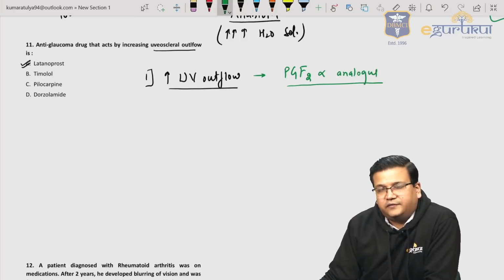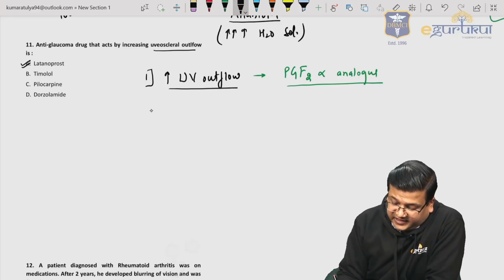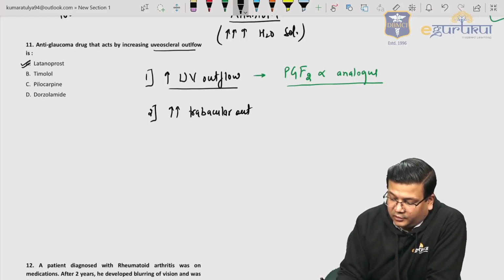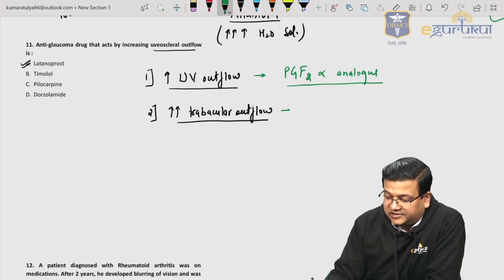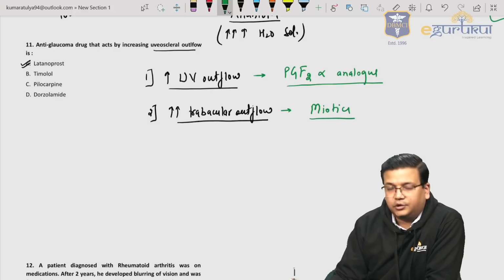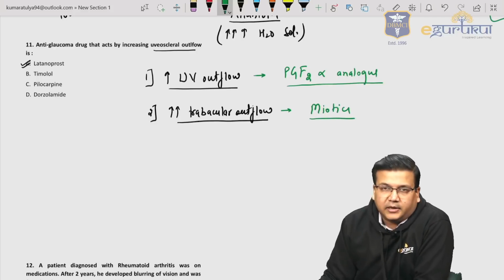The drugs are prostaglandin F2 alpha analogs. Latanoprost, bimatoprost, tafluprost, travoprost, all prost, F2 alpha analogs, they increase uveoscleral outflow. The second type, drugs that increase trabecular outflow. I hope everybody remembers this also, miotics. So miotics like pilocarpine, physostigmine, ecothiophate, they increase trabecular outflow.